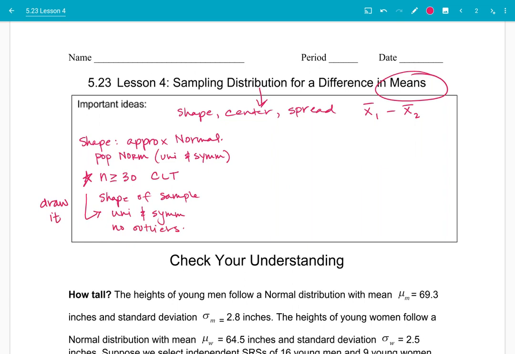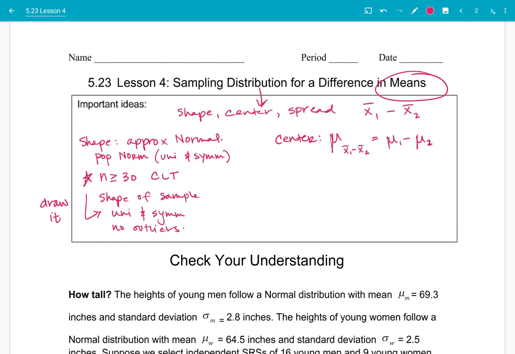Okay, the shape is there. The center, the mean of our sampling distribution, is going to be the mean of the population's difference, which in this case, we don't know what that true population difference is, but if we were going to write it in symbols, oops, I put 1 and 1, sorry. That's how we would write it.